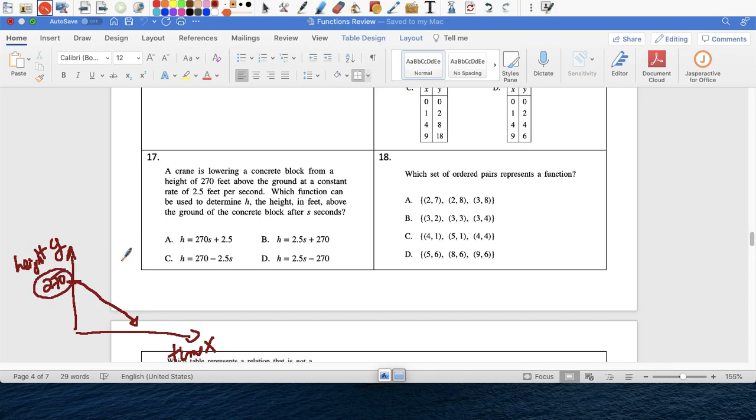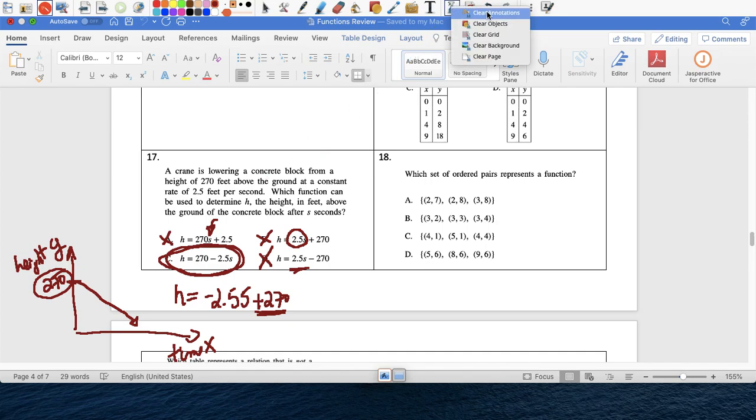270 is not our slope. That's our y-intercept. So the fact that this is multiplying 270 times x, that's already out. B is out because although the slope is correct, it should have been negative, not positive. The block is not going up, so that's out. D is also out because look, the slope is positive, so that's also out. And the only one that makes sense, although it's not written in the format that we like, should have been written like this. It's losing 2.5 feet per second, and where did it start? At 270, so that's the only one that makes sense.